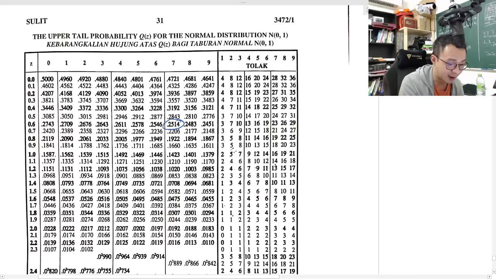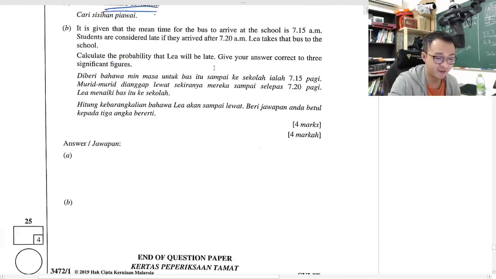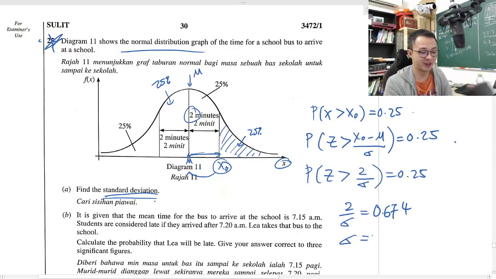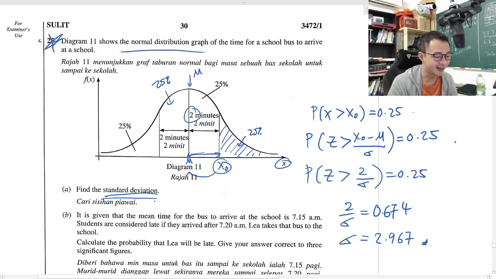0.25, the nearest one is this one, and I need to minus 14. I have 13. So this one is 0.674. So therefore, I know 2 over standard deviation equals 0.674. Then I can find my standard deviation by doing 2 divided by 0.674. So it's 2.967.